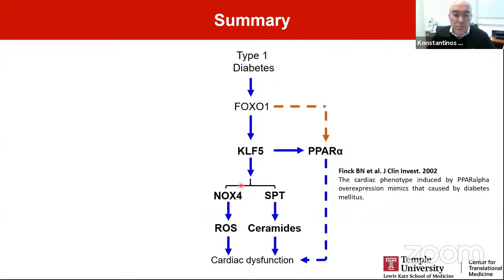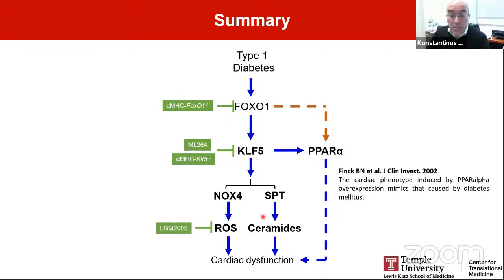KLF5 stimulates both NOX4 and the SPTLC1 and SPTLC2 subunits of the SPT enzyme. And this leads to a combined accumulation of reactive oxygen species and ceramides that lead to cardiac dysfunction. And we showed that by blocking FOXO1 or by blocking KLF5, we can prevent cardiac dysfunction. And by blocking ROS formation, we partially improved cardiac function.